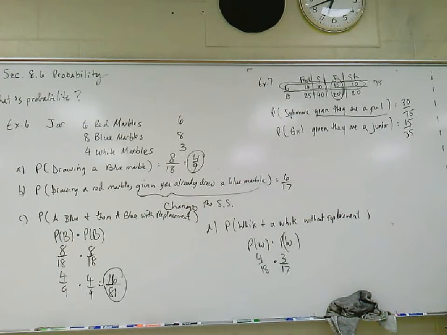Had I said, what's the probability of being a junior given that they're a girl, then it would have been different. Then it would have been 15 out of 75. See how that's different?